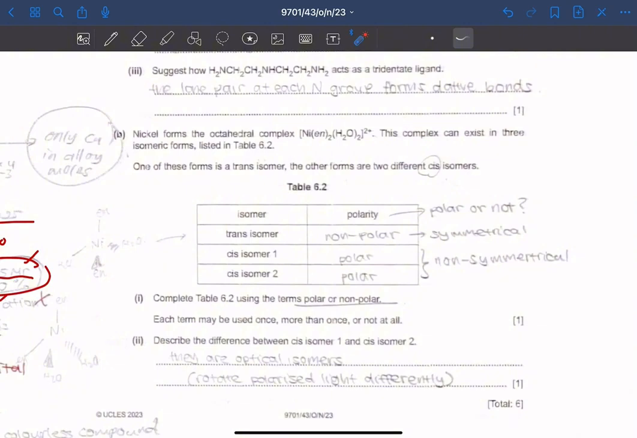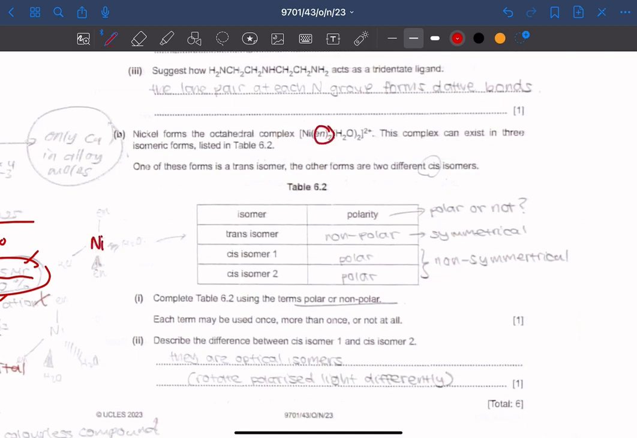Next, B. Nickel forms the octahedral complex [Ni(NH2CH2CH2NH2)2(H2O)2]2+. This complex can exist in 3 isomeric forms listed in table 6.2. One of these forms is a trans isomer. The other forms are 2 different cis isomers. So from here, we should complete table 6.2 using the terms polar or nonpolar, identifying each of these three. Each term may be used once, more than once, or not at all. So in order to answer this question, we could either imagine it or draw it to make it easier.